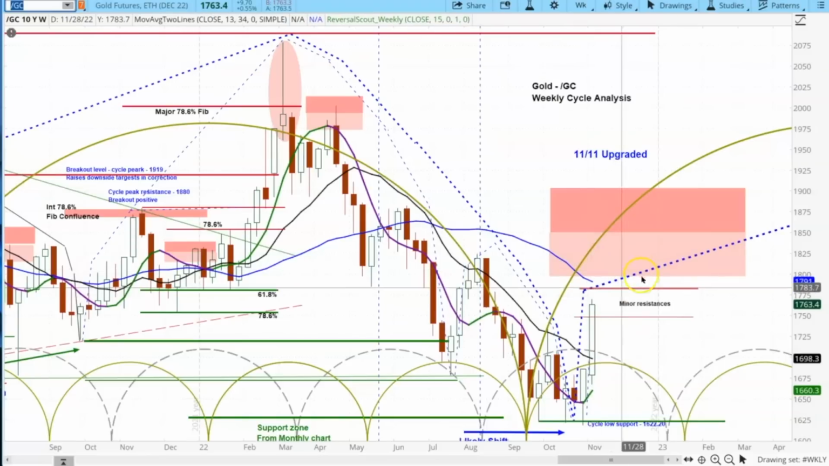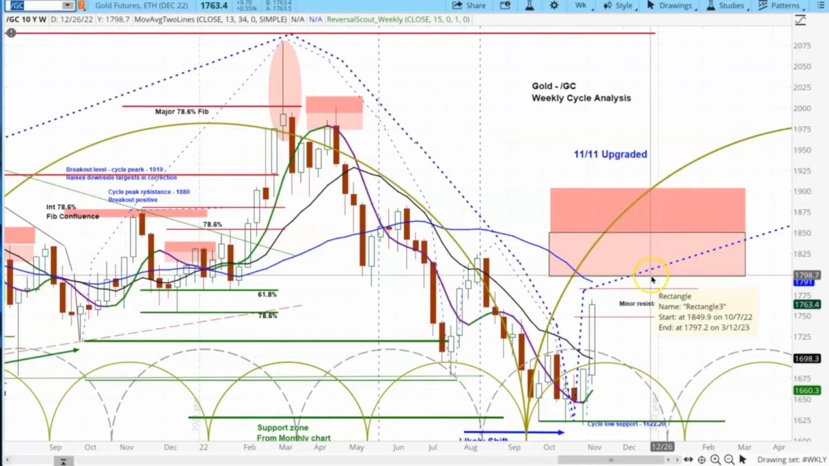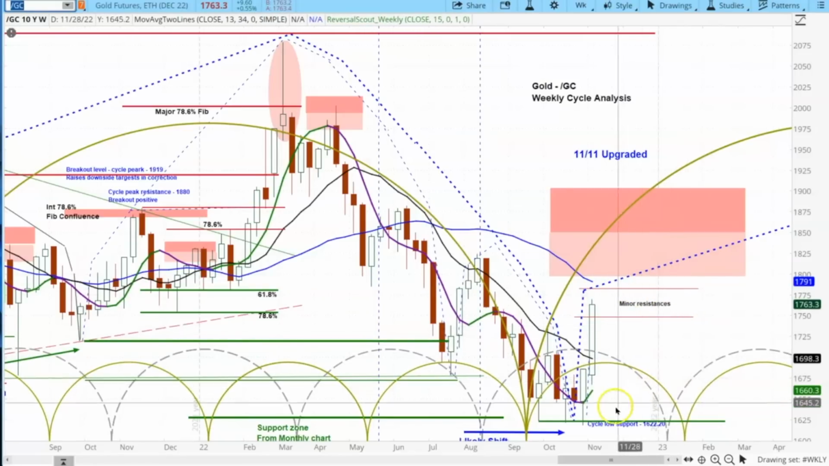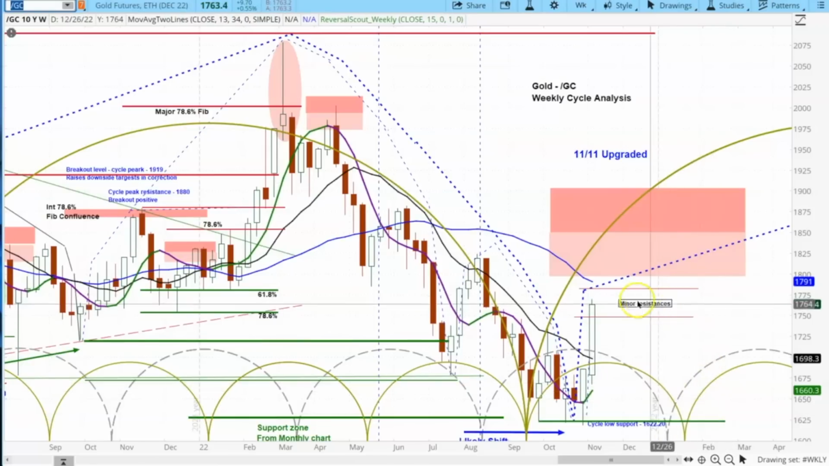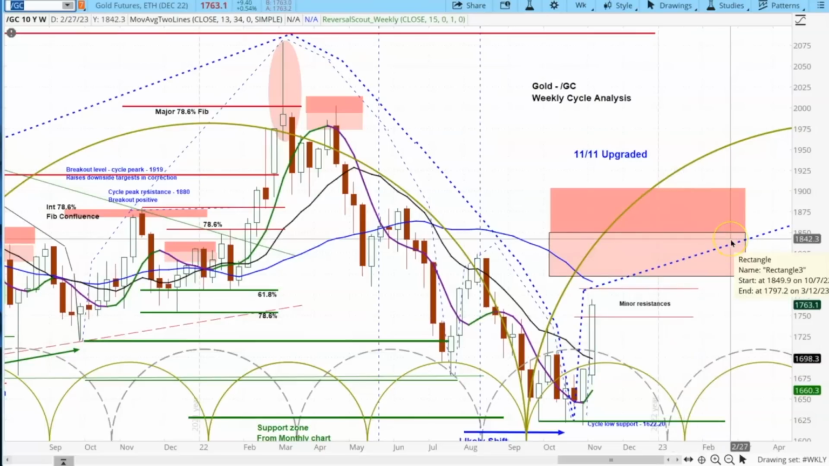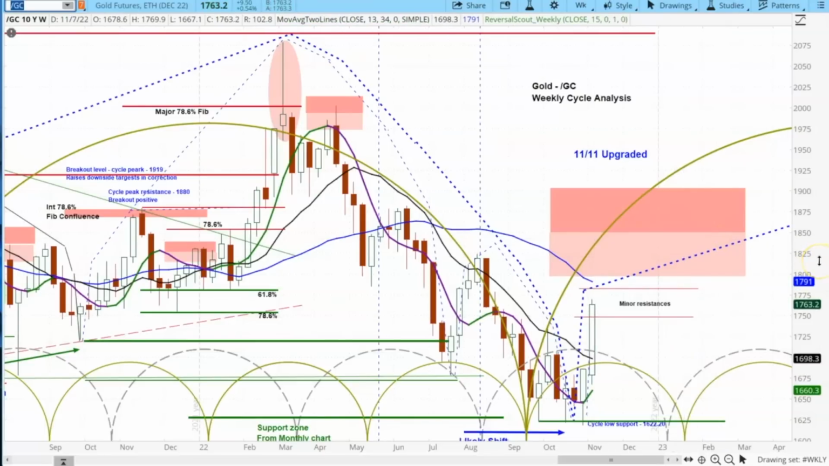Now this is the area right over there in the high 1700s that it might find some resistance and then begin to have some pullbacks in here, but we don't think that's going to get anywhere near that 1620 low down over there. And so maybe a lot of chop between high 1700s and low 1700s before it then begins to move up again. So gold, a much better pattern than it had.